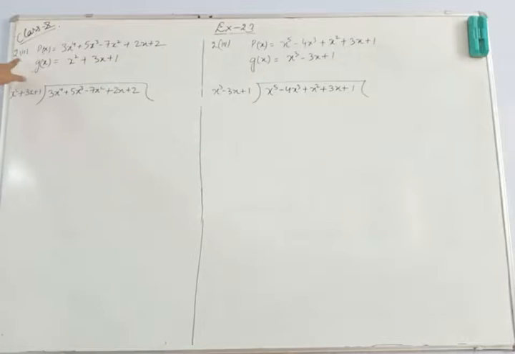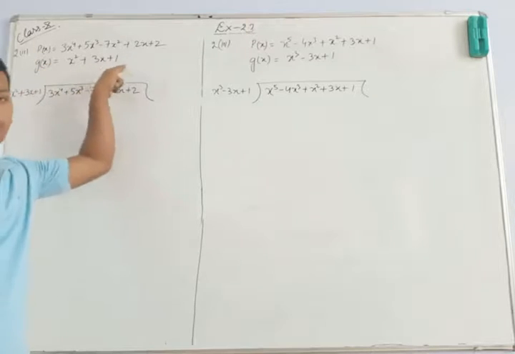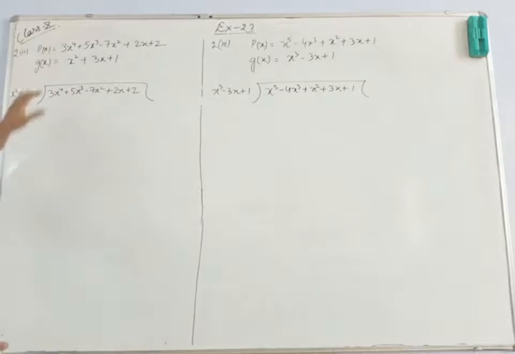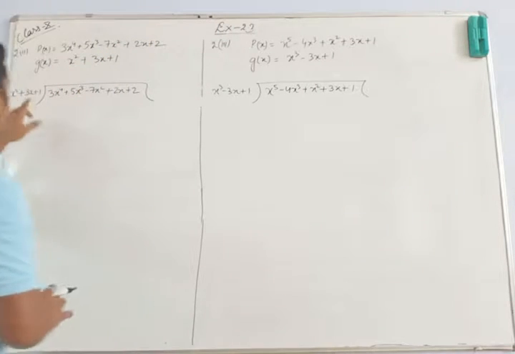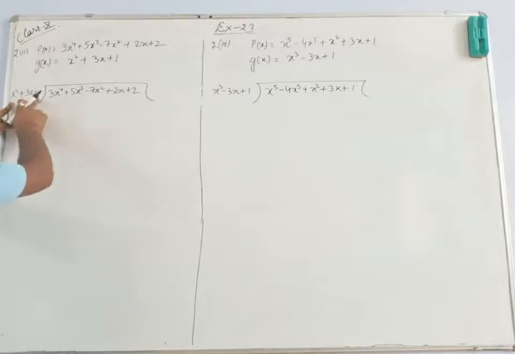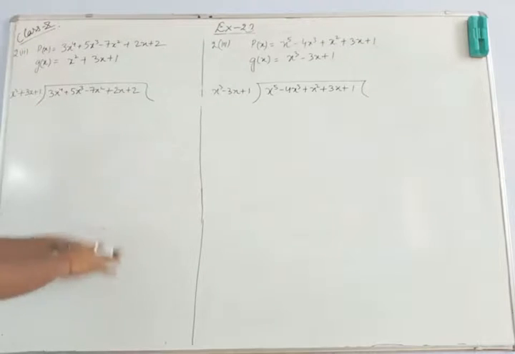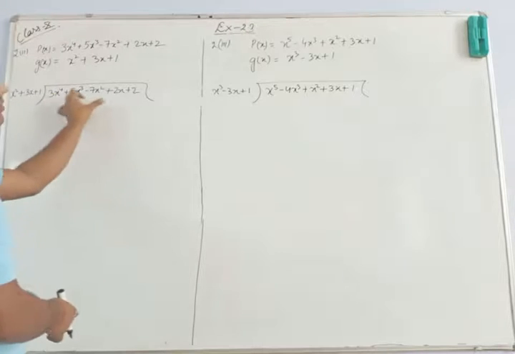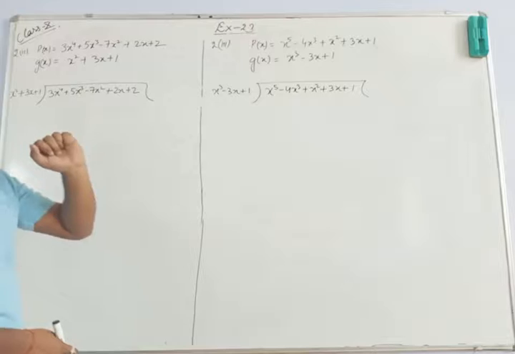Now the second part of the second question. Px is given 3x raised to the power 4 plus 5x cube minus 7x square plus 2x plus 2, and gx is given x square plus 3x plus 1. Again we have to check whether this term is a factor of this polynomial. So again we will be dividing this whole term with this term so that we get a 0. If we get a 0 as remainder, we will say that this is a factor of this polynomial Px. So let's do it.